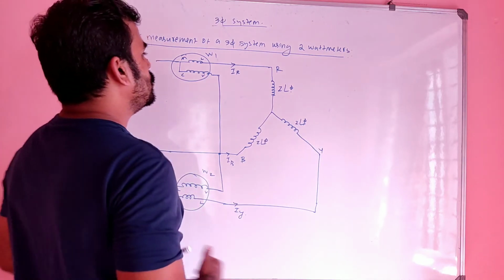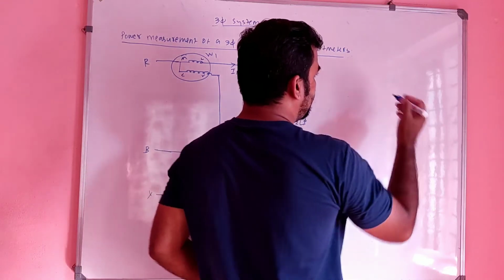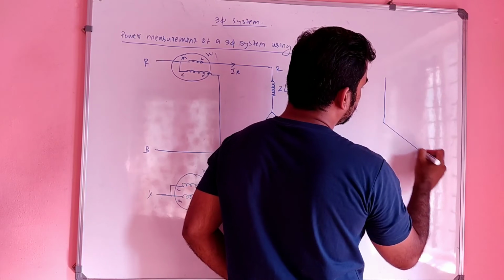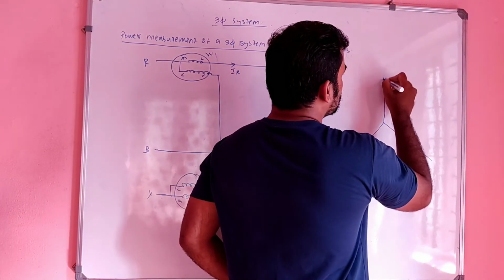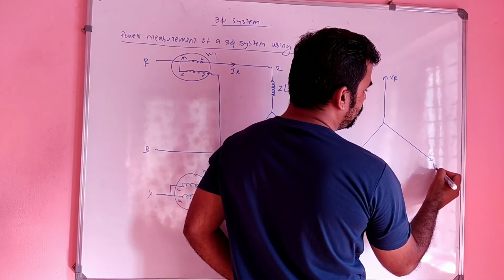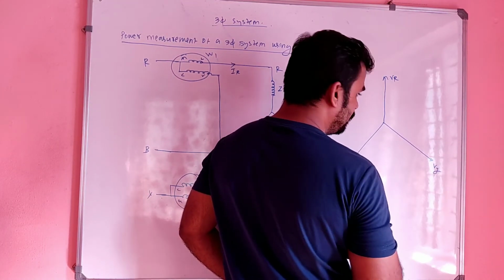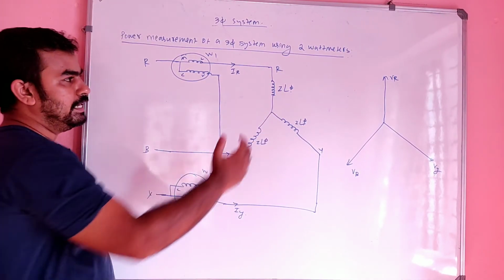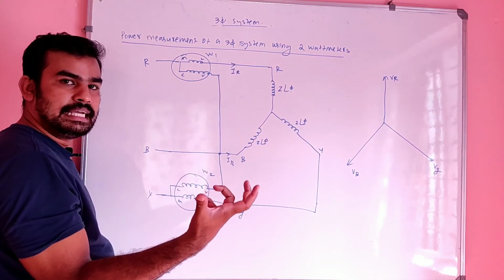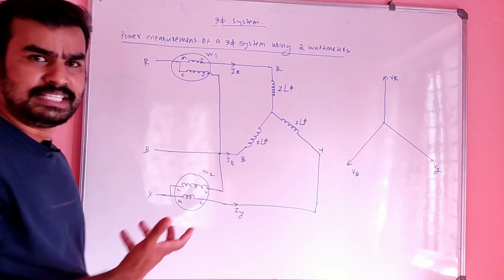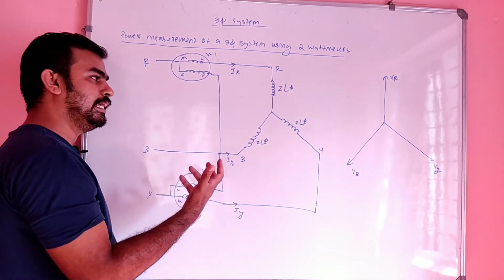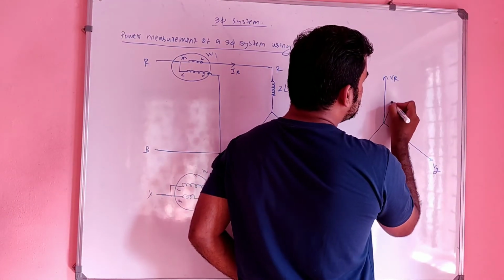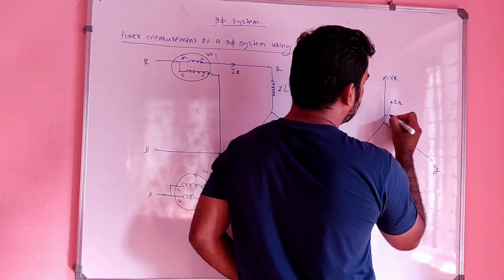So what will be the phasor diagram? For the balanced system, this will be VR, this will be VY, this will be VB. Since the load need not always be resistive, it is Z angle phi, say an inductive load. For simplicity of derivation, we are taking an inductive load. So the current will always lag the voltage by an angle phi.